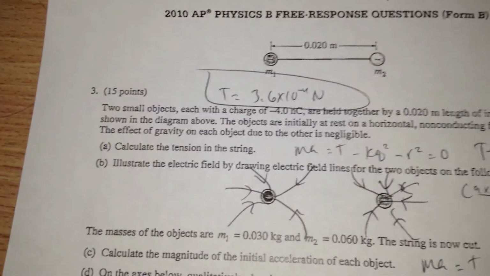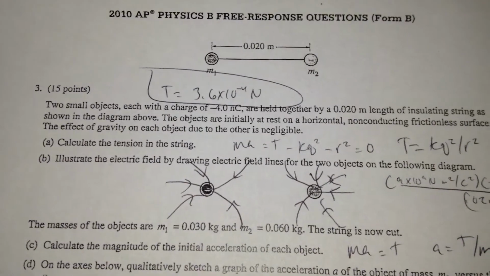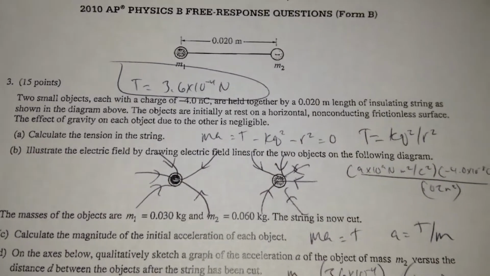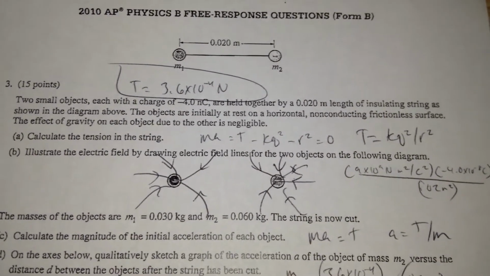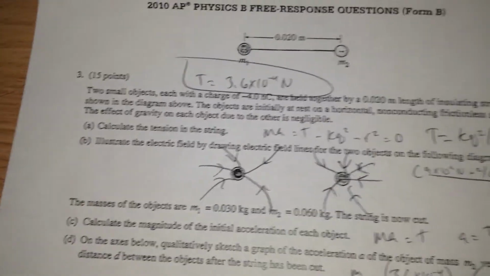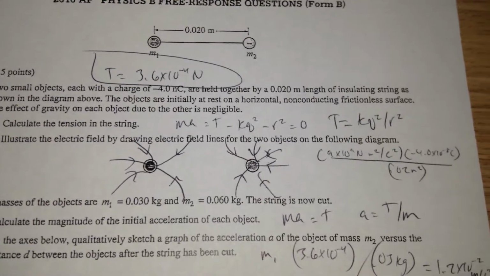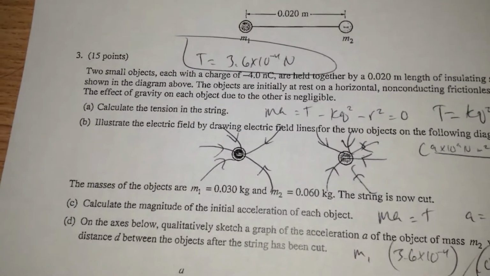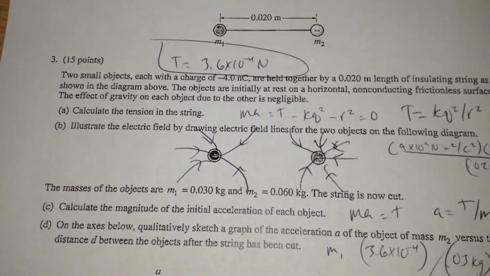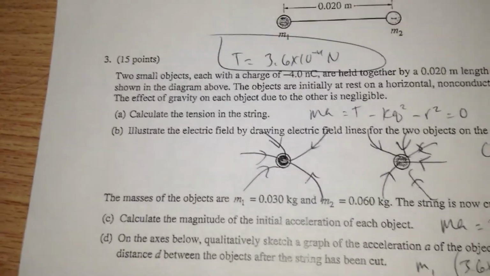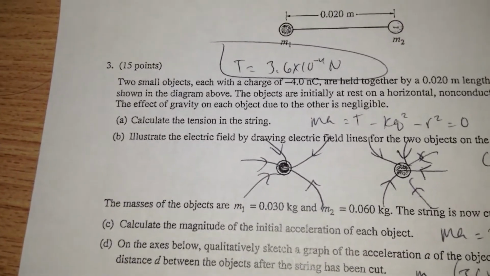It says 3. Two small objects, each with a charge of negative 4.0 nanocoulombs, are held together by a 0.02 meter length of insulating string, as shown in the diagram above. The charges are initially at rest on a horizontal, non-conducting, frictionless surface. The effect of gravity on each object due to the other is negligible. So A wants us to calculate the tension in the string.